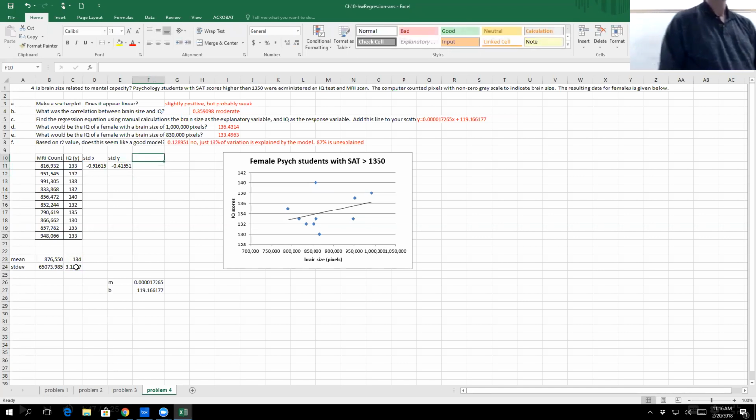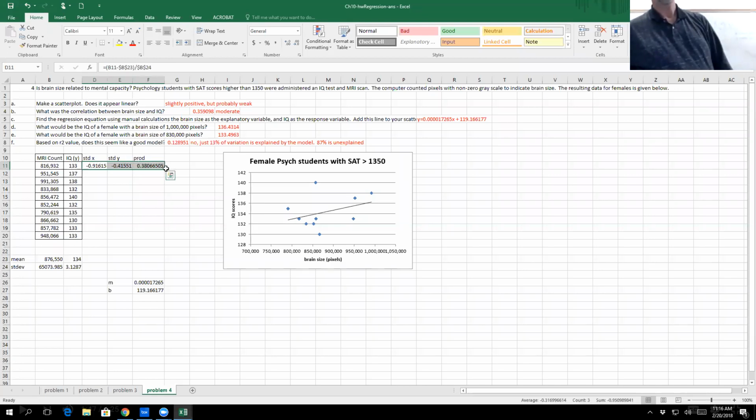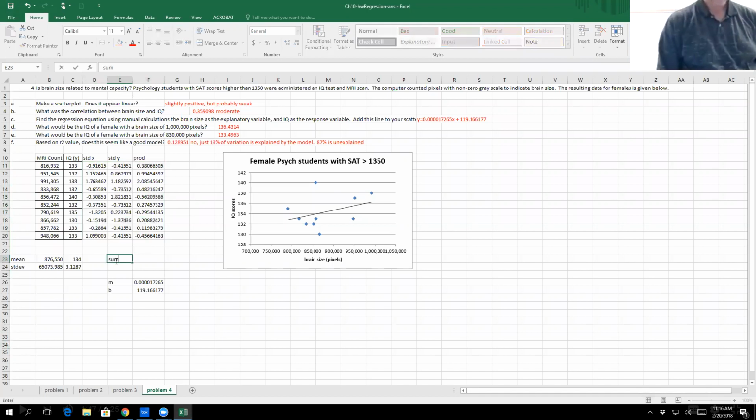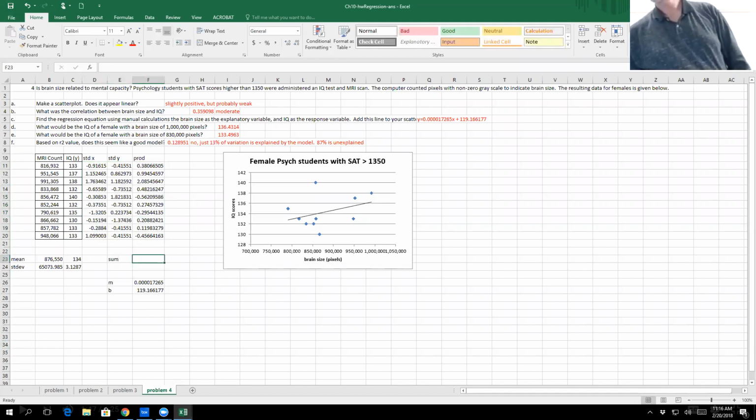Now, I need to find the product, right? So I'm going to take this number times that number. Now, I'm going to copy these down. Okay. So I've multiplied these two together. What's my next step? Find the sum. And I'm going to click my auto sum button here. Okay.